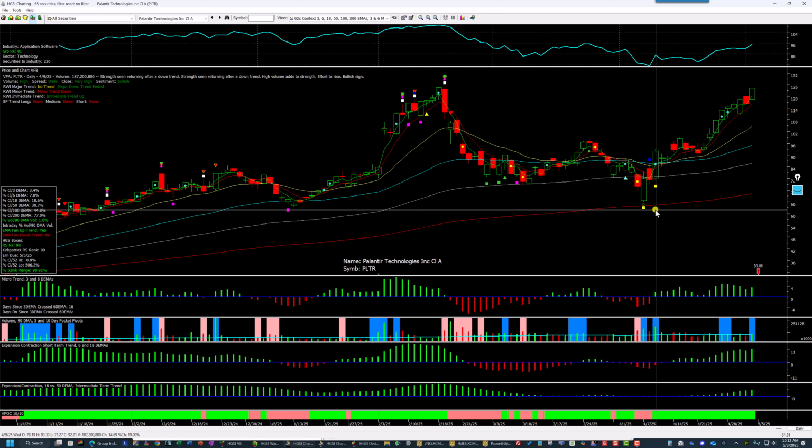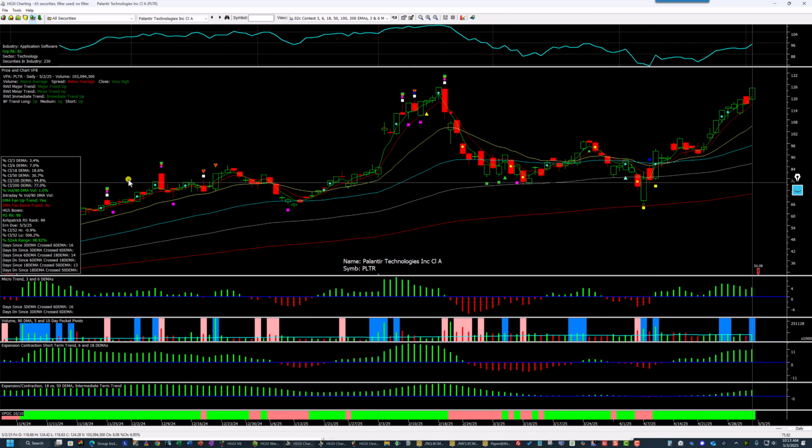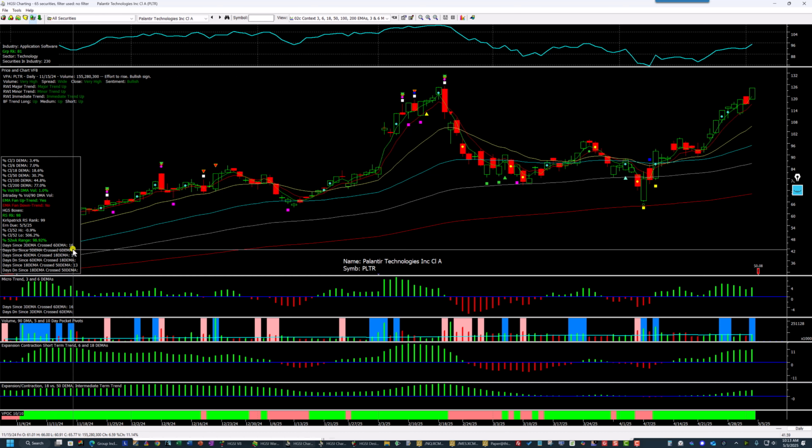Well, actually, I'm going to bring that chart back up because I want the days since the crossover. Better yet, I'll just pause and add that information to this box. Okay, so this chart will be included in the download. I just modified it, and this tells me that PLTR crossed over 17 days ago, which would be right here.